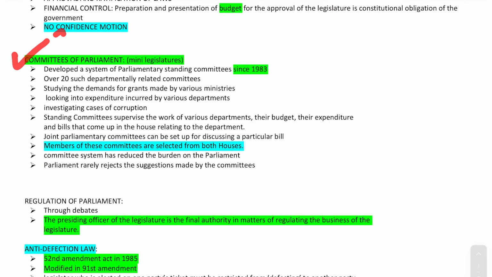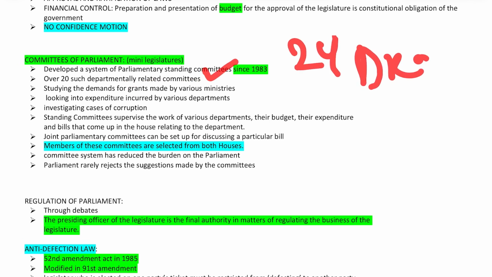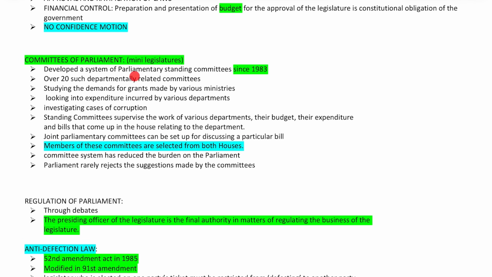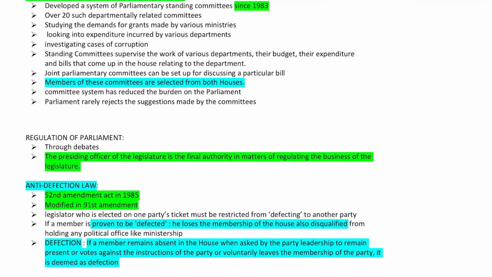Then the committees of the Parliament. These are the mini legislatures. These developed a system of parliamentary standing committees since 1983. Over 20 such departmentally related committees are there. So we have 24 DRSCs studying the demands for grants, looking into expenditure incurred by the various departments, investigating cases of corruption. Standing committees supervise the work of various departments, their budget, their expenditure, and bills that come up in the House relating to the department. Joint parliamentary committees can be set up for discussing a particular bill.